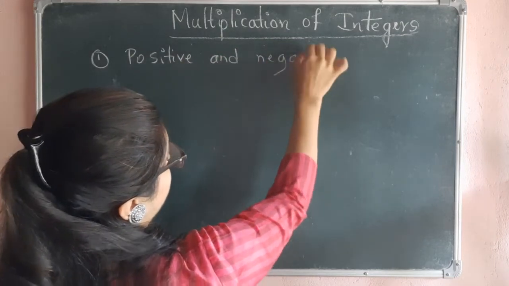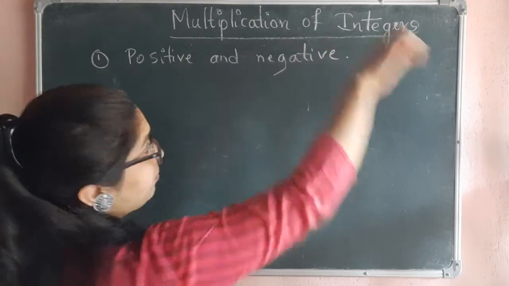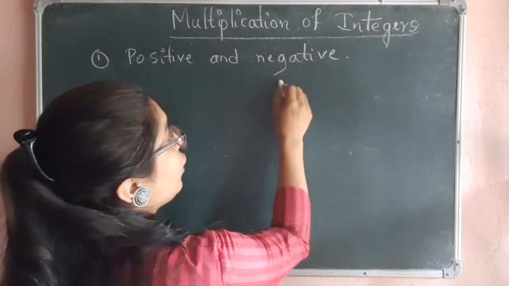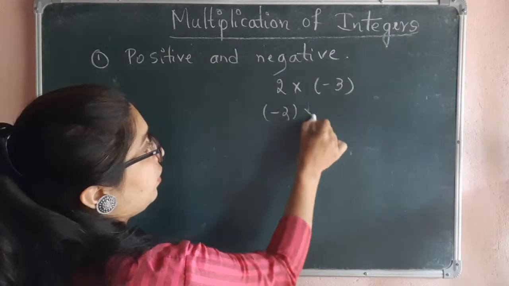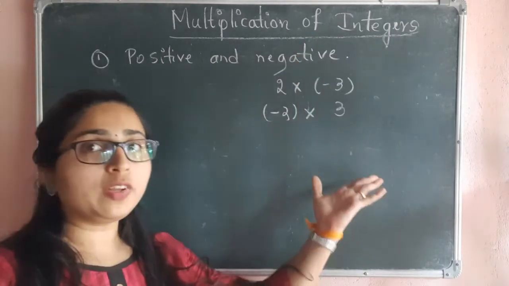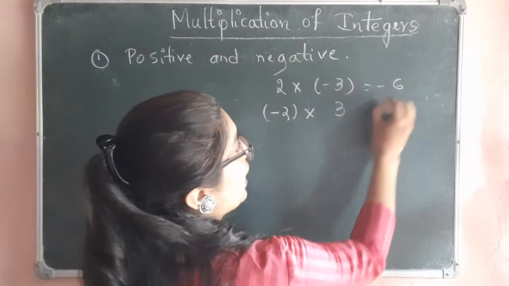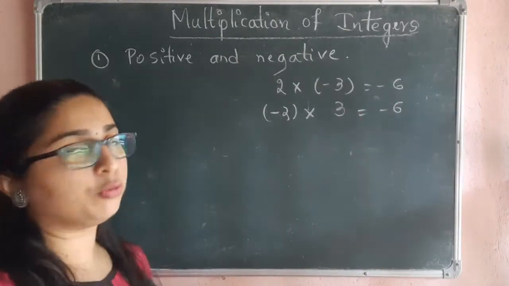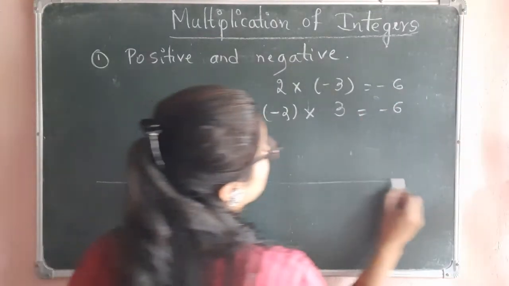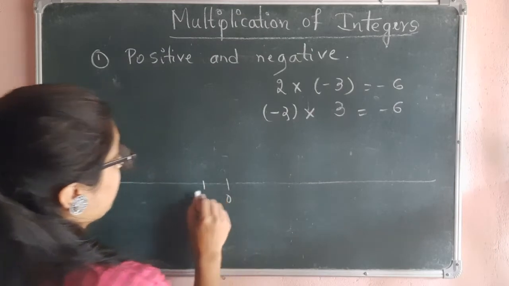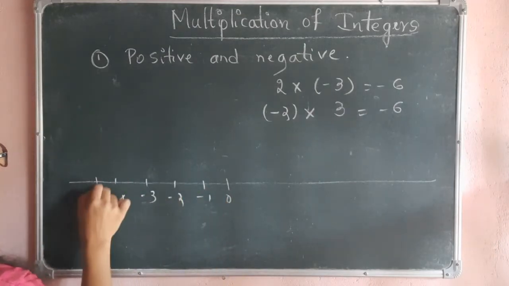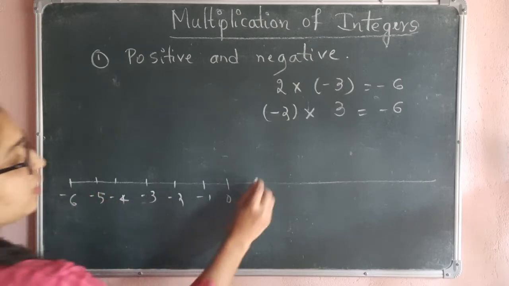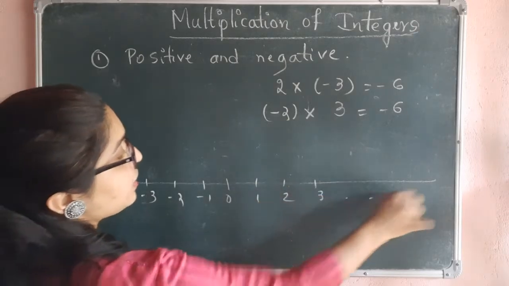So in this we have two cases. 2 into minus 3, or you can take minus 2 into 3. Both will give you minus 6. Okay, let us prove this. Take a number line. 0, minus 1, minus 2, minus 3, minus 4, minus 5, minus 6. 1, 2, 3 and so on.